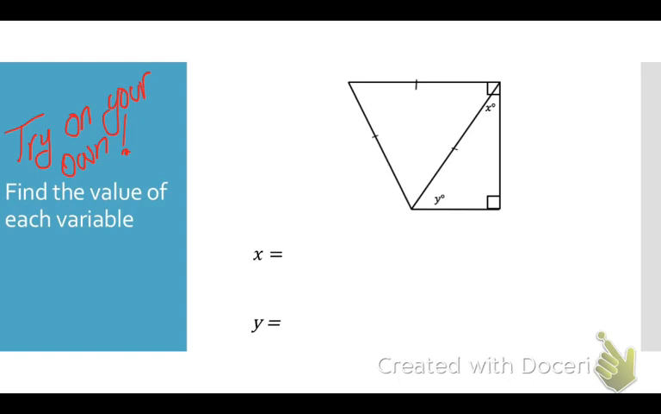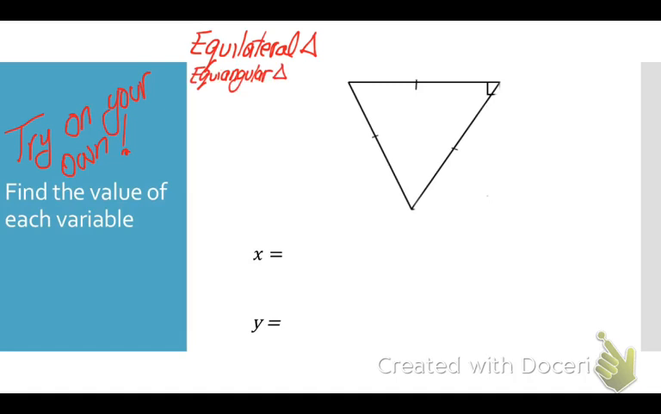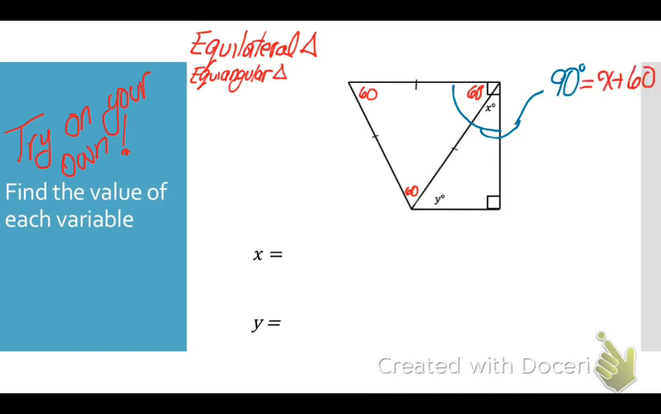Okay, now that you've had an opportunity to solve this, hopefully you erased your small triangle and said, hey, this is an equilateral triangle. Therefore, I know it's equiangular. Therefore, I know all of those angles are 60, just like in the last one that we did. And then I'm going to look at my smaller triangle and say, hey, that whole great big angle is 90. If I subtract 60 from it, I'm going to get the value of x, which is 30 degrees.